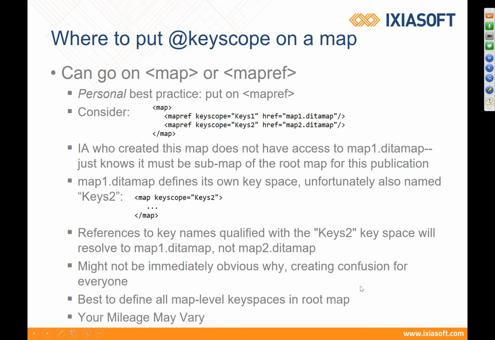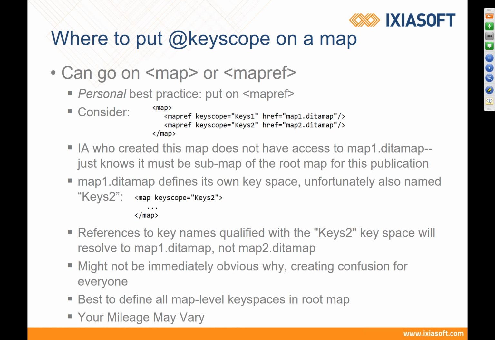So I think, for that reason, it's best to define all map-level key spaces in the root map itself, and not to have keyscope defined on map elements themselves. Now, that still doesn't overcome the issue that there may be key spaces defined within map 1 that I still don't know about, but at least I can eliminate one level of potential conflict.